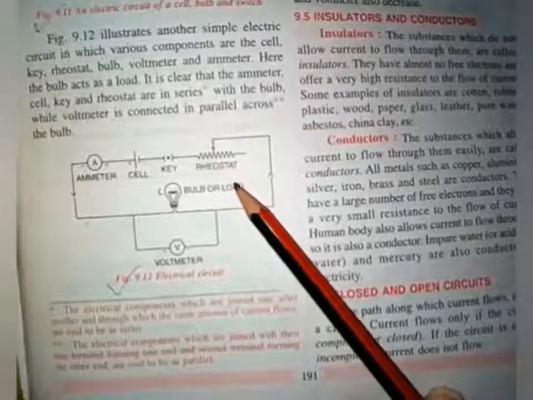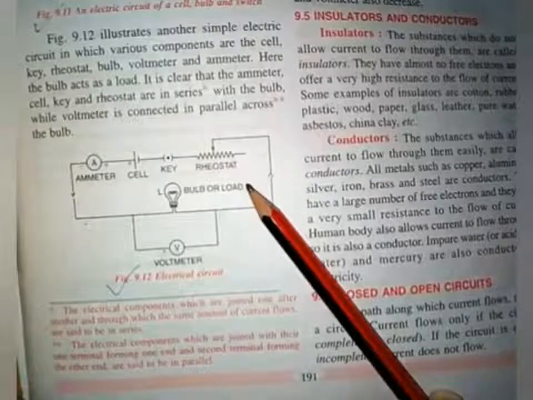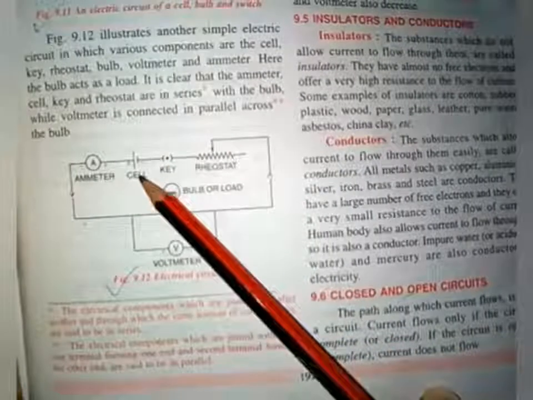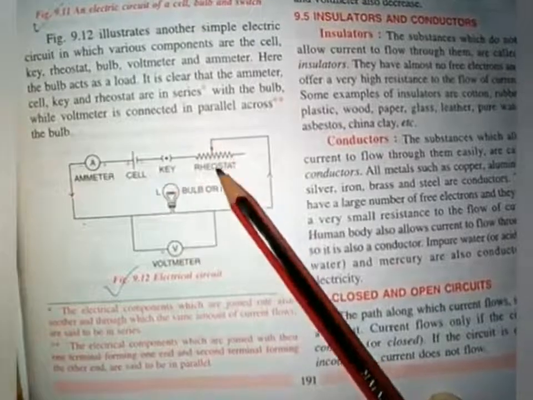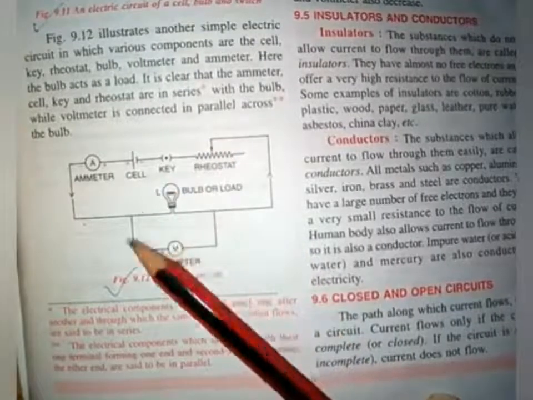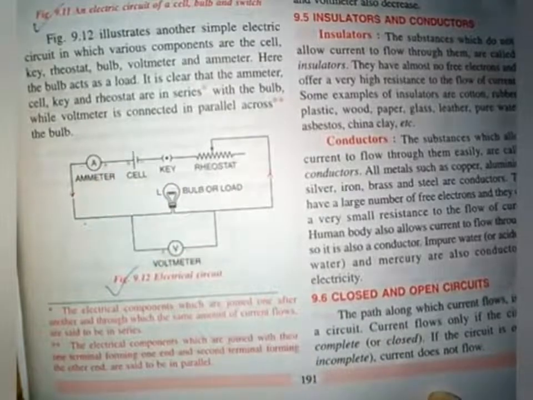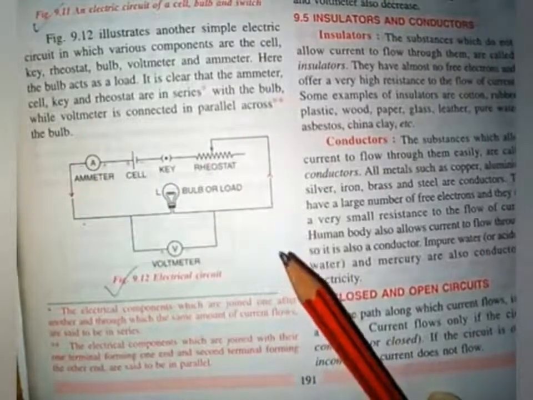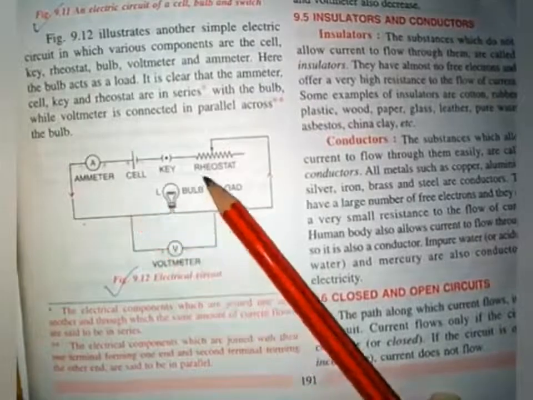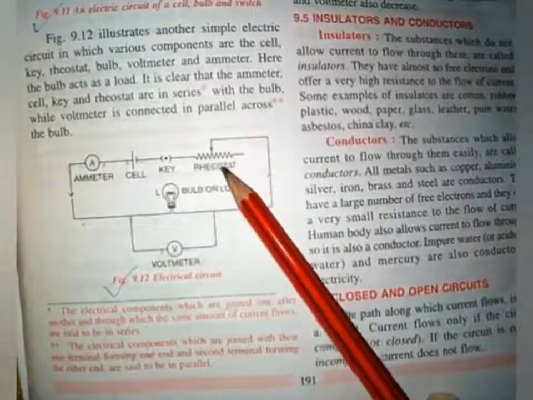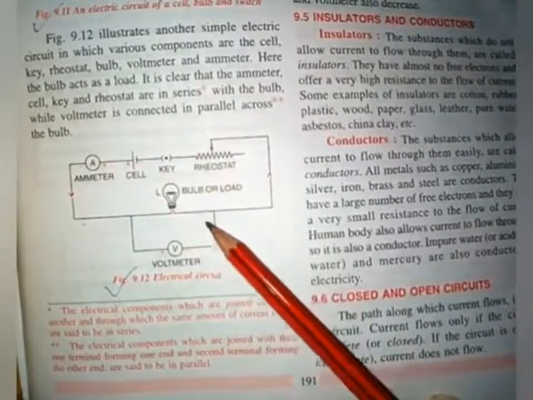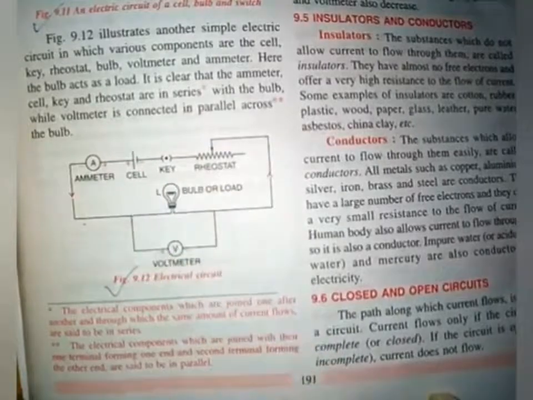This figure illustrates another simple electric circuit in which the various components are the cell, key, rheostat, bulb or load, voltmeter and ammeter. It is clear that the ammeter, cell, key and rheostat are all in series with the bulb, while the voltmeter is connected in parallel across the bulb.